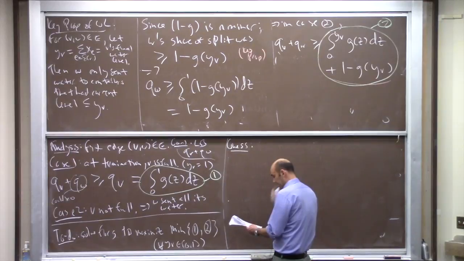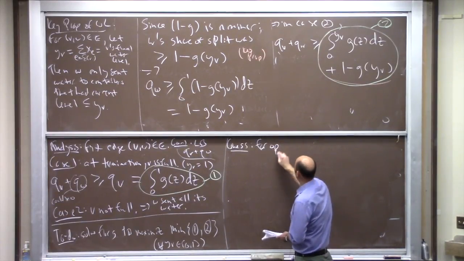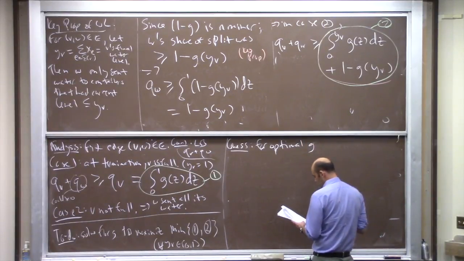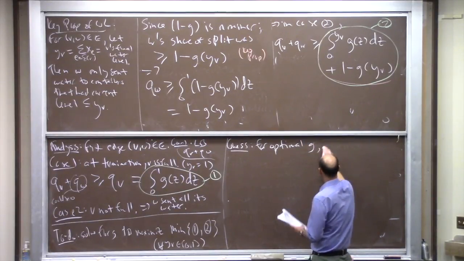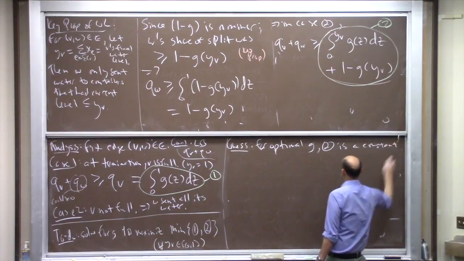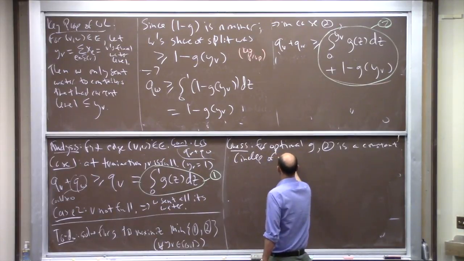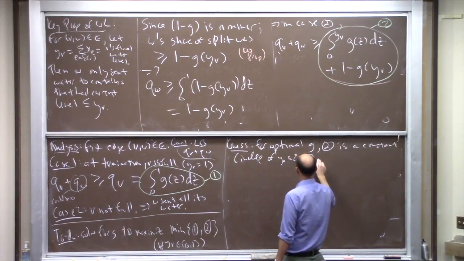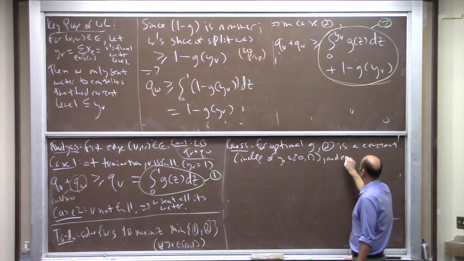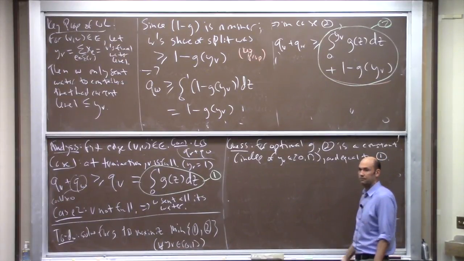Okay, so this is just going to be a guess. But again, the seasoned analyst often makes use of this guess. So we're going to guess that for the g that we really want, expression 2 is a constant, independent of y sub v, and equal to 1. Okay?